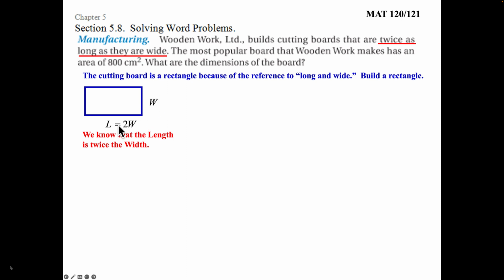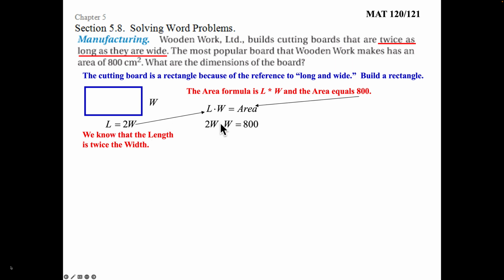Now, the nice thing here is we're going to take your area formula, length times width, which is equal to 800, but you can't solve the equation when there are 2 different variables in it. So we're going to replace that L with 2W, put the 800 in for the area, and now we create an equation with 1 variable. So this becomes 2W times W, which is 2W squared equals 800.